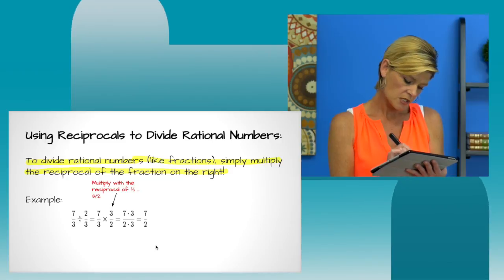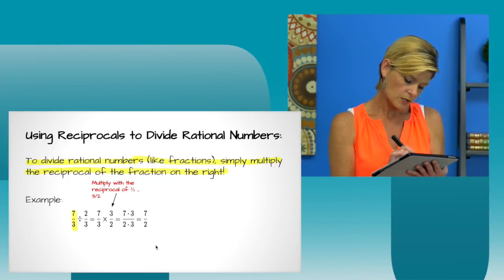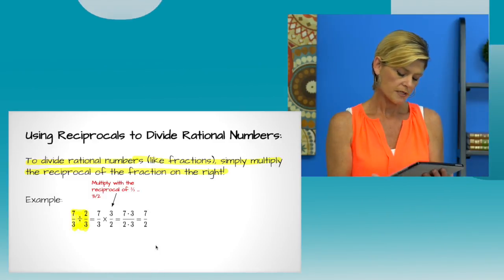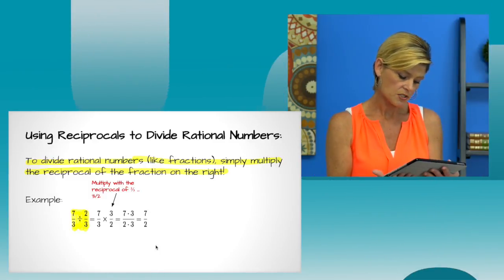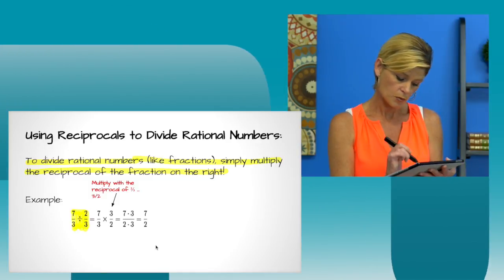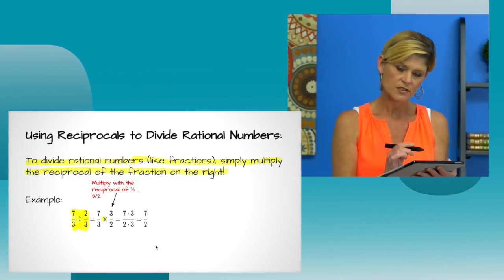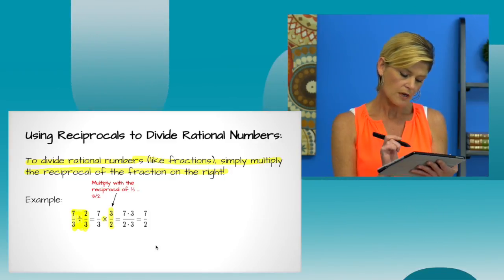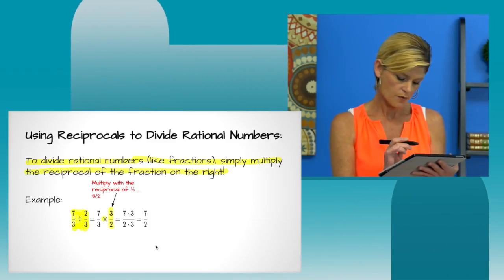So my question here is 7/3 divided by 2/3. To solve that problem, all I have to do is flip the second fraction, or use its reciprocal, and multiply. So I switch my division sign to a multiplication sign. I find the reciprocal of 2/3, which is 3 over 2.